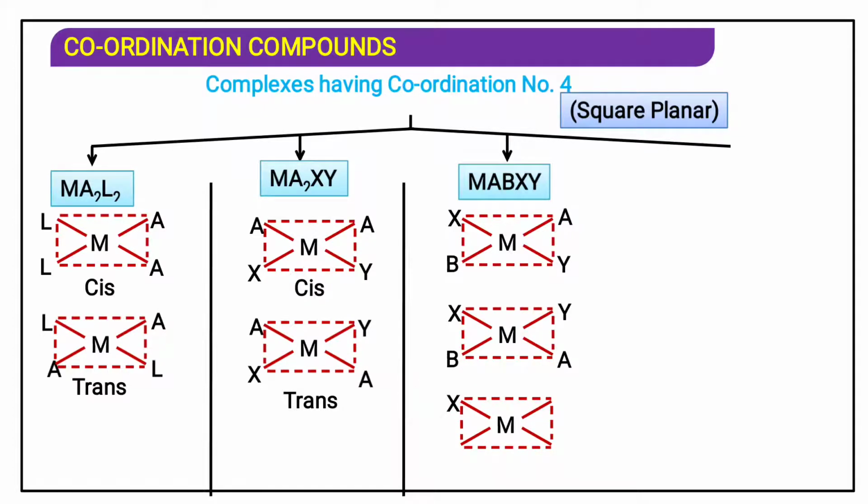A is over here now. A and Y have exchanged their place. X is in the third position, X is kept as a constant, and now A and B have exchanged their place. So here we cannot say cis and trans because there is no same ligand in the plane.